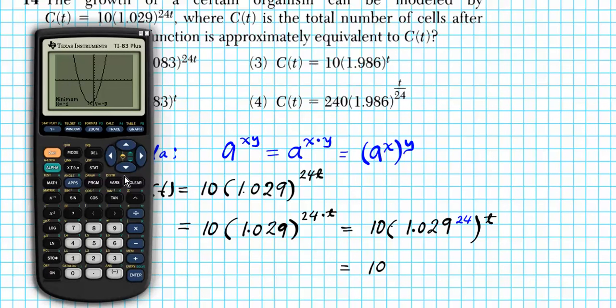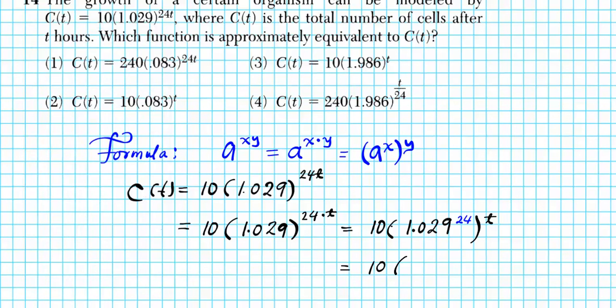All right, so let's go ahead and enter that. We have 1.029 raised to the 24th power, and that is 1.986 to 3 decimal places. That's what we have here. So we have 1.986 raised to the t power. That's what c of t is equivalent to approximately. Answer is option number 3.